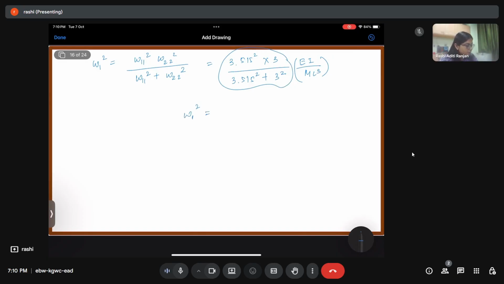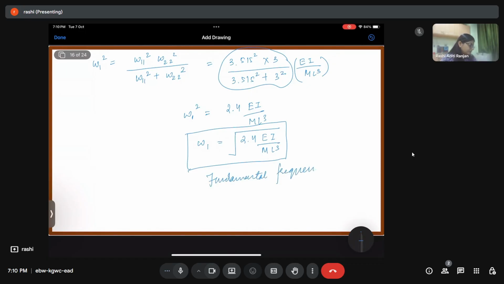So if we solve this mathematical part, we are going to get omega 1 square as 2.4 E I by M L cube, or omega 1 as under root of 2.4 E I by M L cube. This is the fundamental frequency of the beam with both masses. Okay, I hope this is clear.